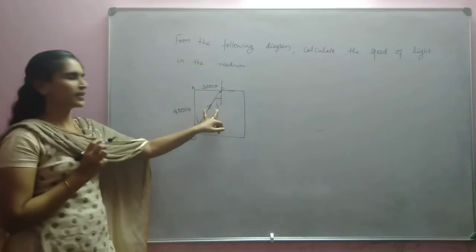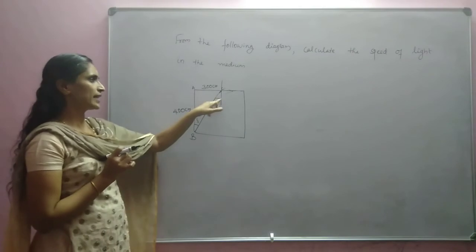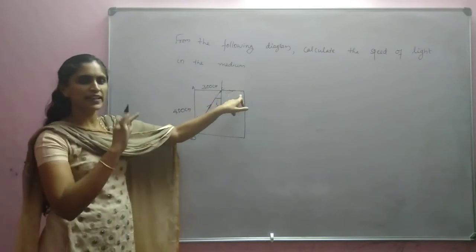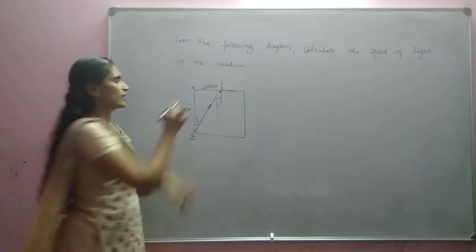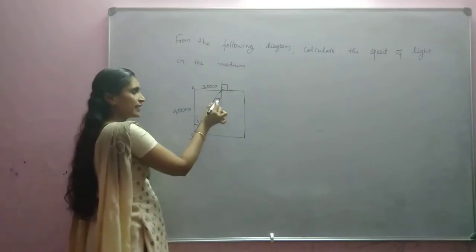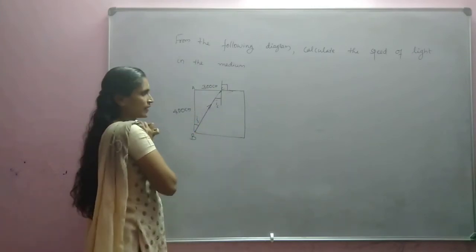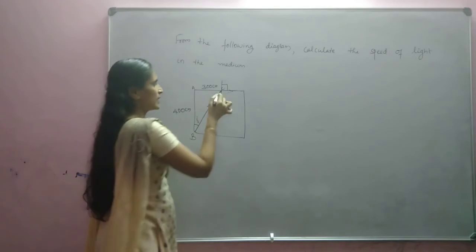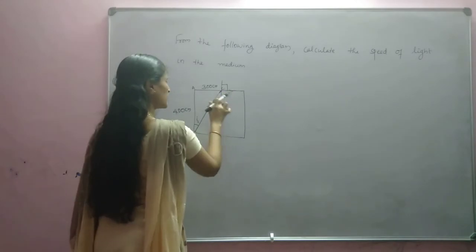This is not mentioned here, we can mention that this is a critical angle. Why? Because the ray is just grazing through the surface. So the angle of refraction is 90 degrees. Since the angle of refraction is 90 degrees, this angle will be the critical angle. Okay. Instead of IC you can write C also.